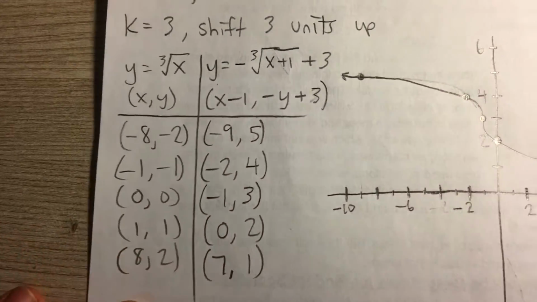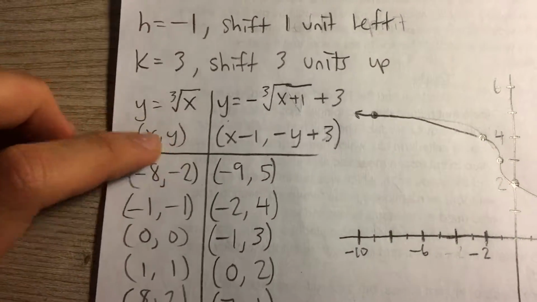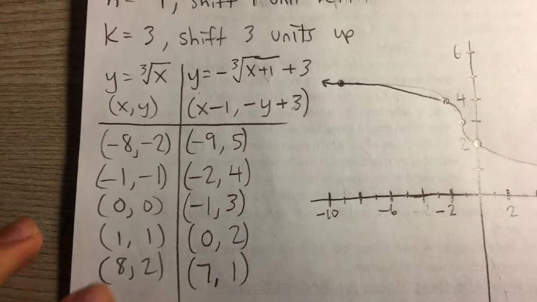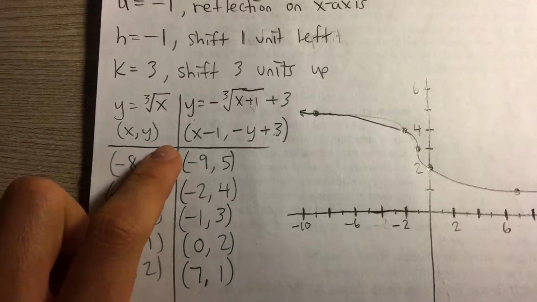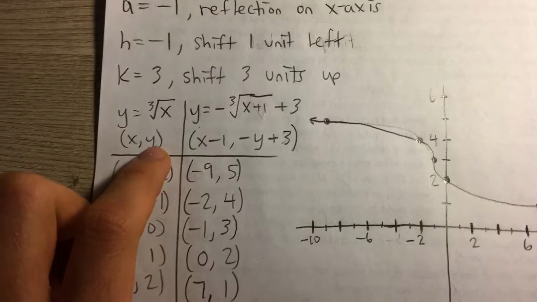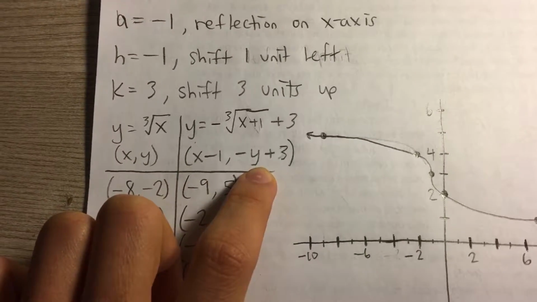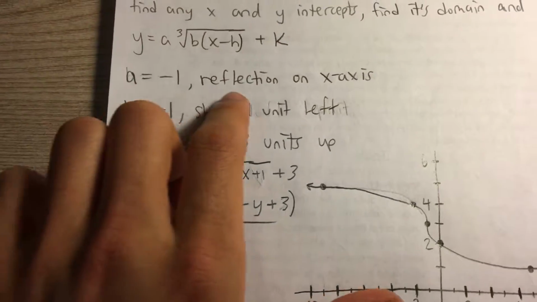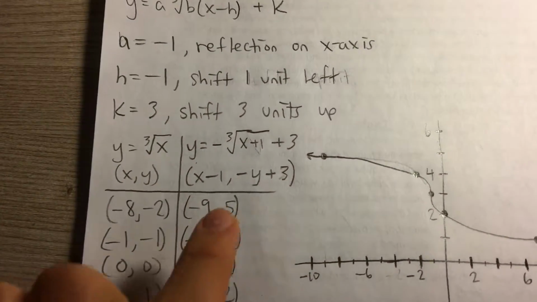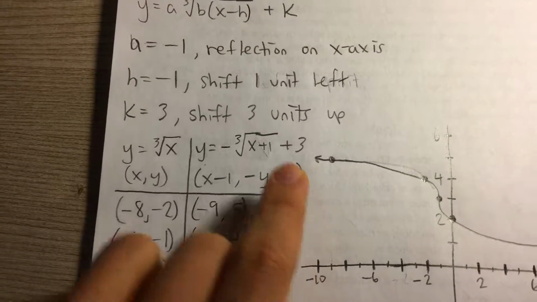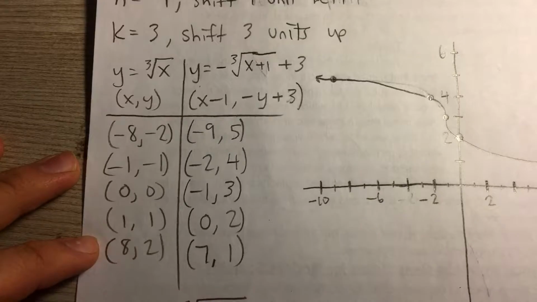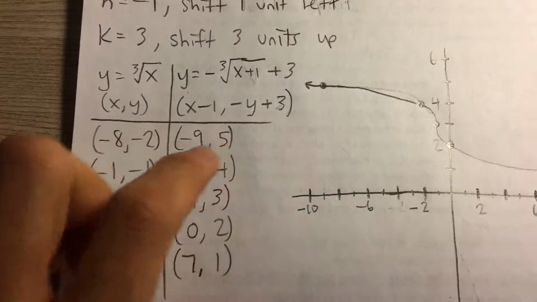And so now we can compare coordinates from the original base cube root function to our new transformed function. You can see how we compare this: x becomes x minus 1 because of the shift left. Y becomes negative y, once again because of that reflection on the x-axis. And plus 3 because of the shift 3 units up. So I plug in our original coordinates, I plug it in for x and I plug it in for y.